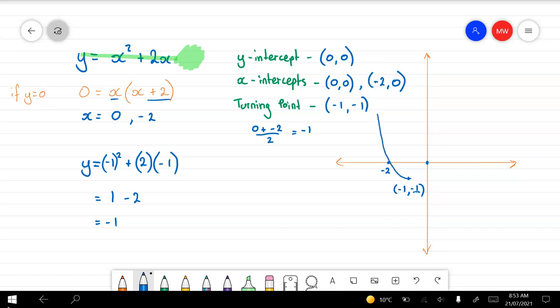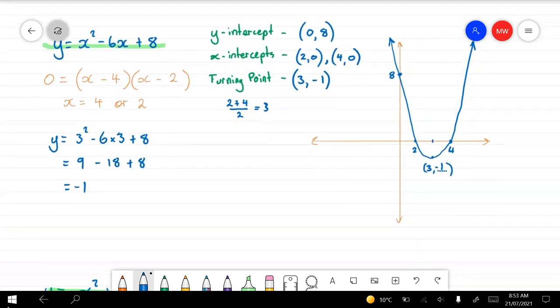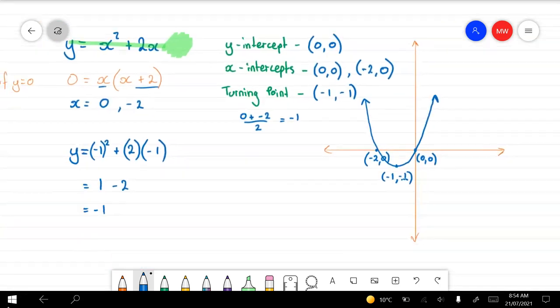Freehand my curve in best I can. I've marked all the points. Well, technically I should go like this, like I should have done up the top here. Okay, and that's your answer.